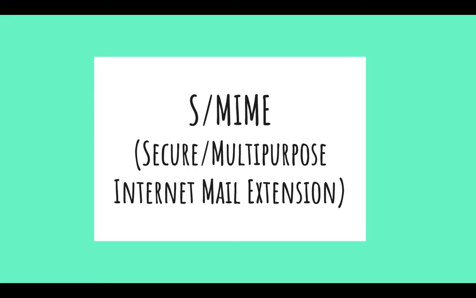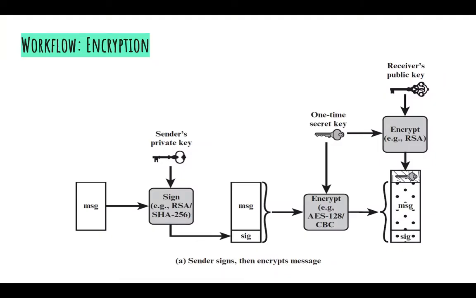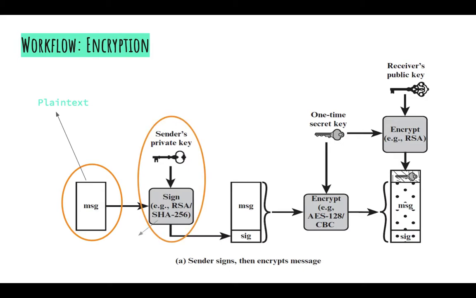In this section, I will talk about S-MIME. First, let me introduce the workflow of S-MIME. A sender creates a plain text message. A hash code of the message is created by using the SHA-256 algorithm, which is 256-bit. This message digest is encrypted with RSA using the sender's private key and appended as a signature to the message.